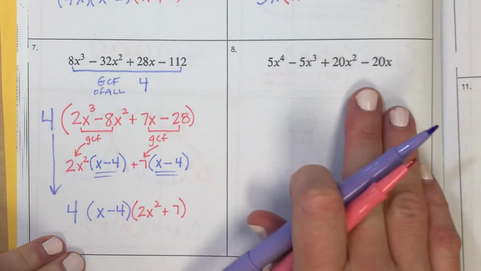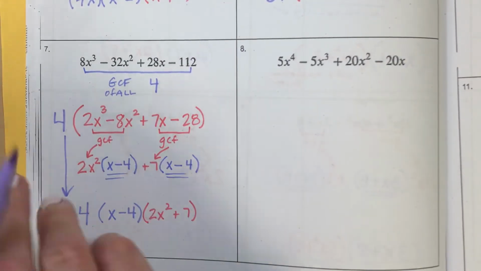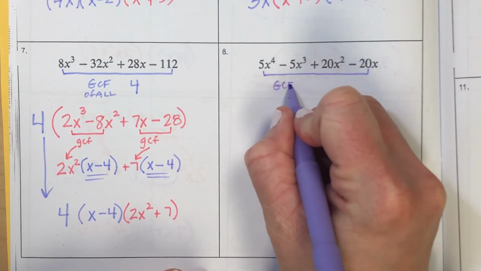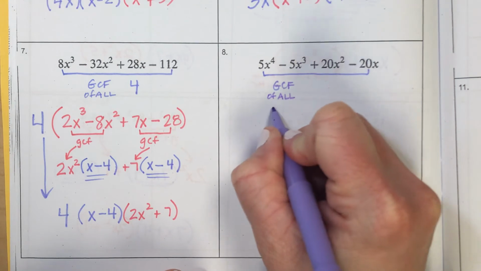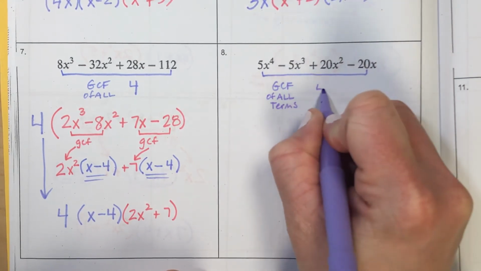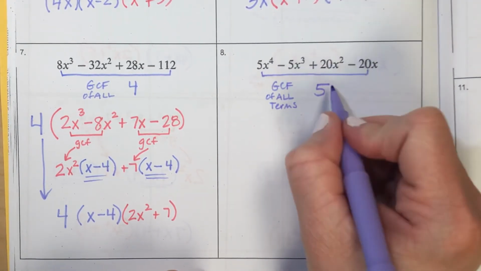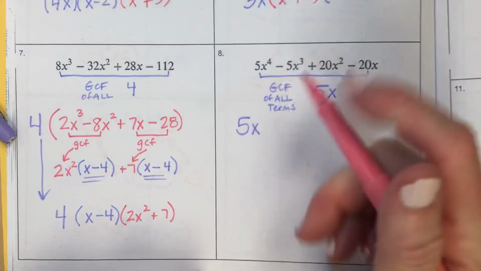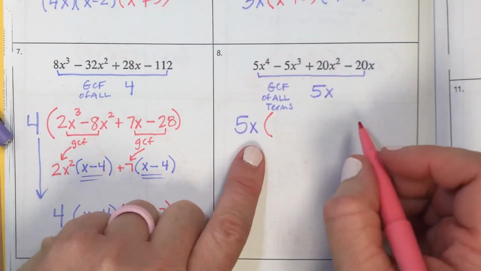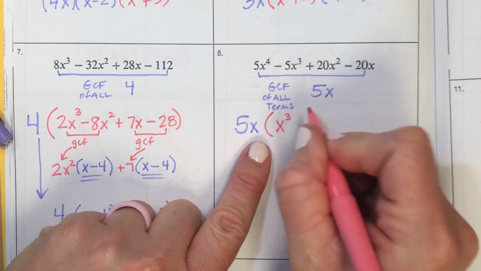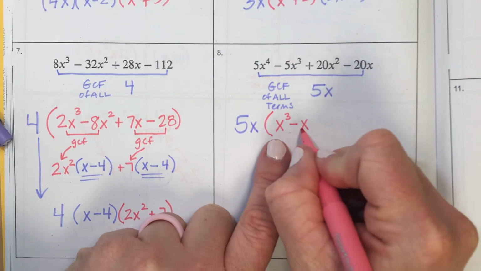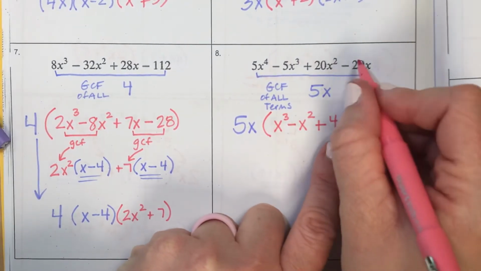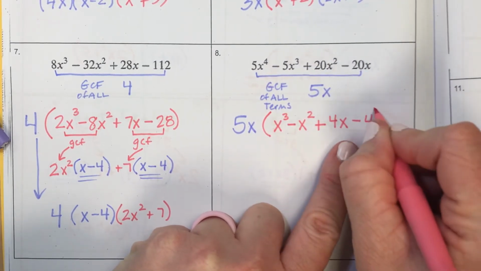All right, we have one more, and I noticed that all of those for sure are divisible by 5. And I noticed that I can take an x away from every single term. So I'm going to divide out the 5x from every term of that polynomial. So I'm going to be left with an x cubed, an x squared, a 4x, and 4.